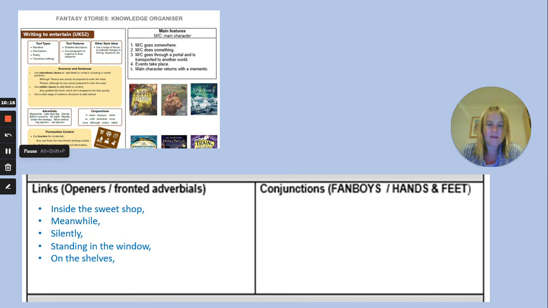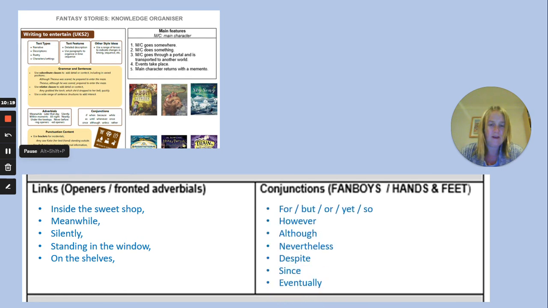Then the other side, the joining, the conjunctions with our fanboys and hands and feet, I've just taken a few of those to remind me I want to include those in. And just like with the other bits of the plan, you can tick them off as you do them.